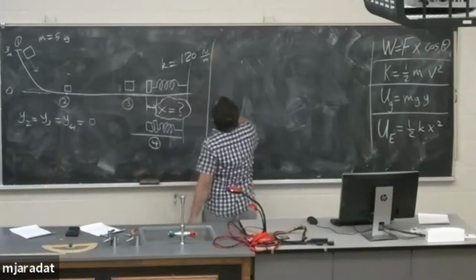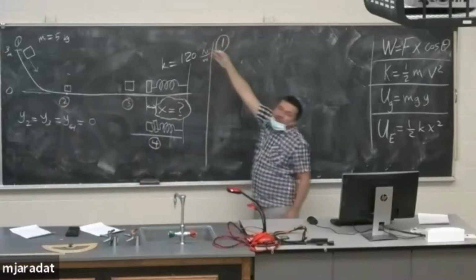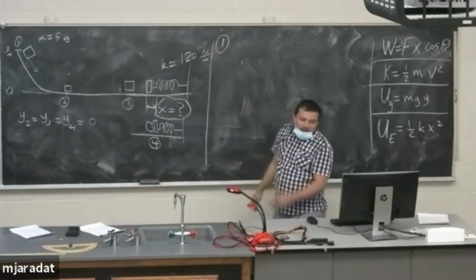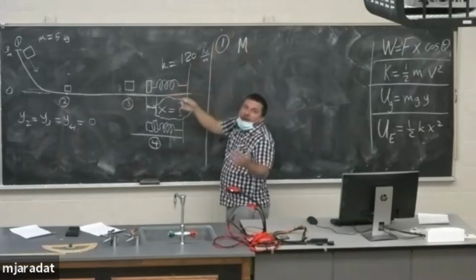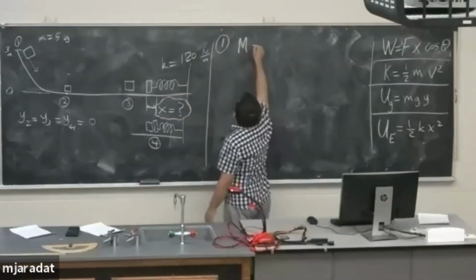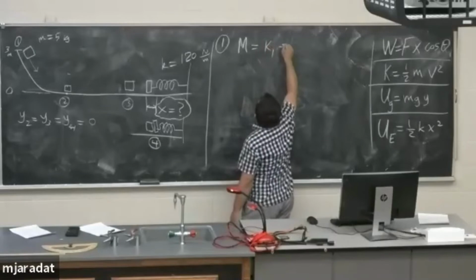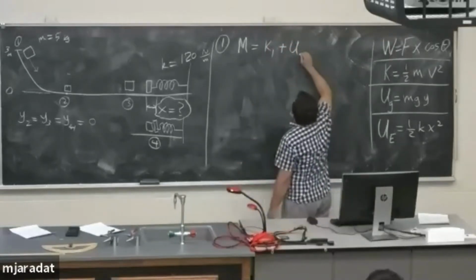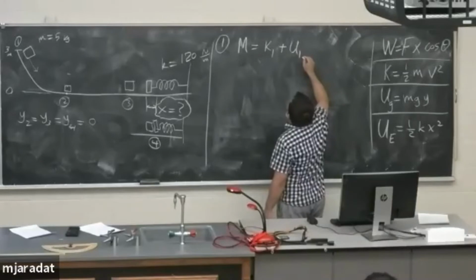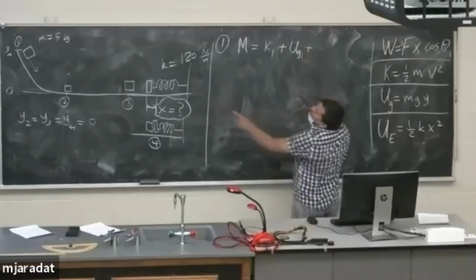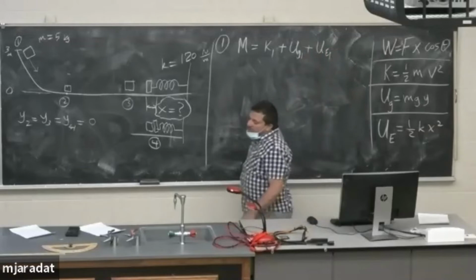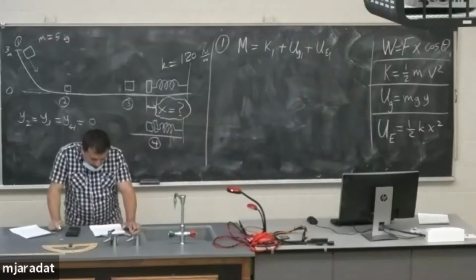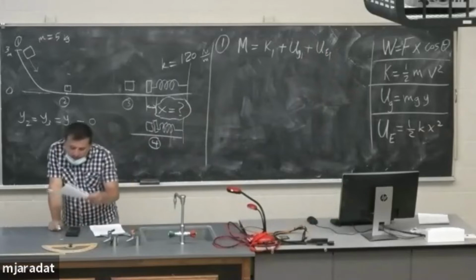Okay. At point number 1, just as we did in the building case, we have the mechanical energy. We don't need to name M1, M2, M3 because it is the same. It is equal to the kinetic energy at point number 1 plus the potential energy at point number 1, and this potential energy due to gravity. So due gravity 1 plus we have another potential energy, the elastic potential energy at point number 1.